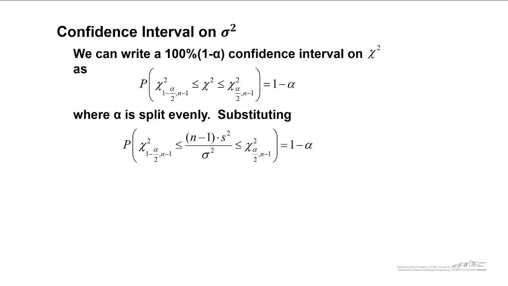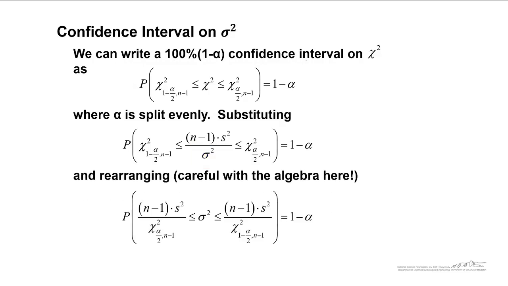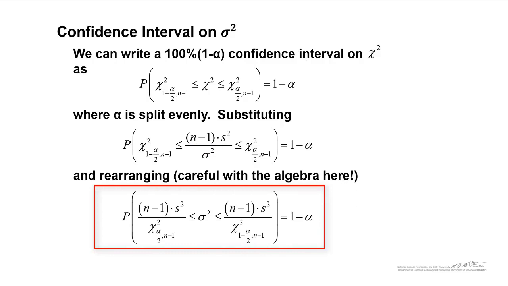If we make some substitutions for our chi-squared variable, we get the following. What we're trying to do is calculate an explicit interval for sigma squared. And so if we rearrange, you can end up with the following. So this is our confidence interval on the true population variance given our sample statistics.